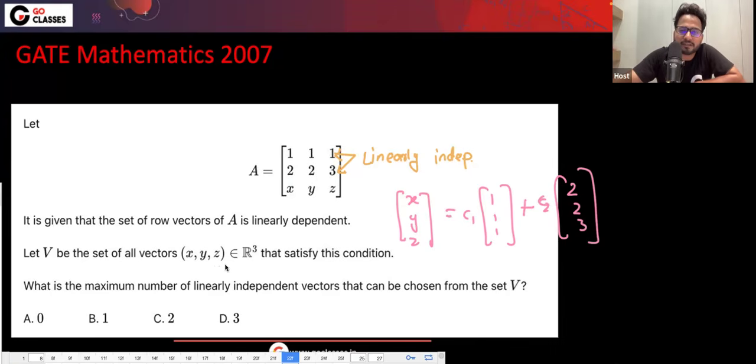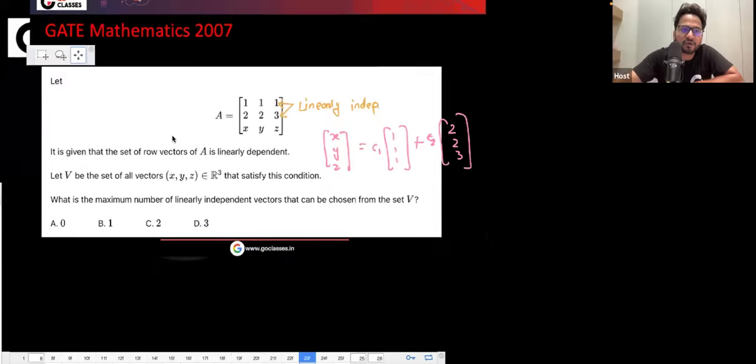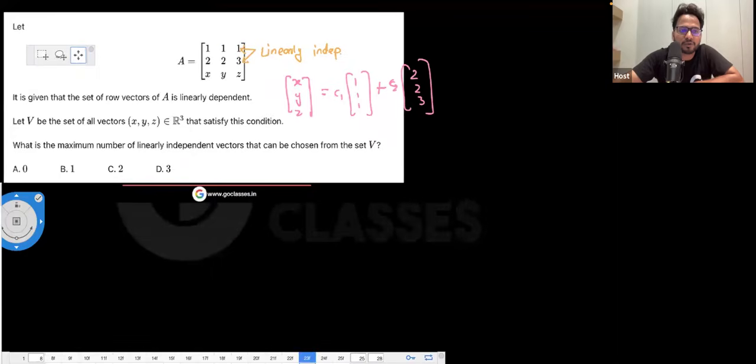V is the set of all vectors x, y, z satisfying this condition. What is the maximum number of linearly independent vectors that can be chosen from the set V? This is very interesting, and you will be able to understand this particular question a bit better after a few more lectures, once you understand the system of linear equations. But currently also, I thought that we can solve this question. That's why I'm taking this question. So let me explain what this question is saying.